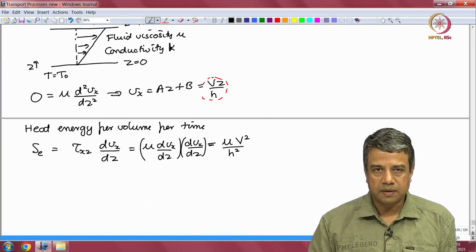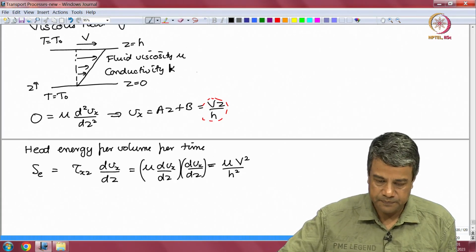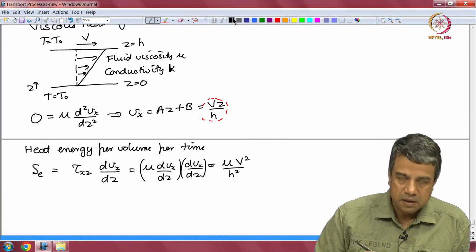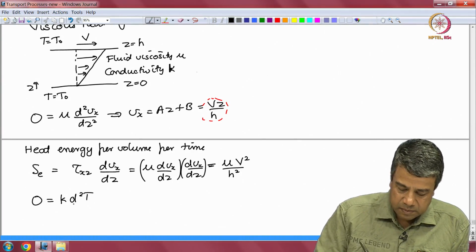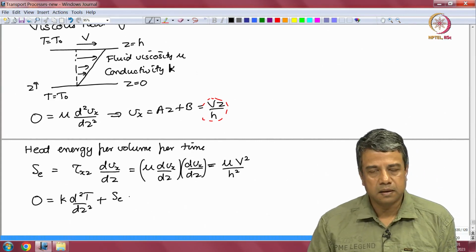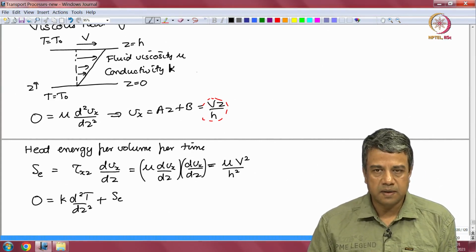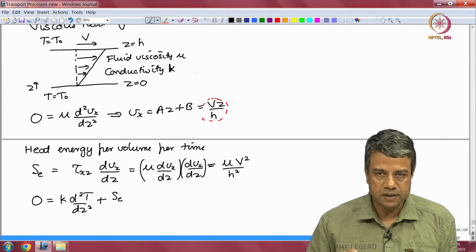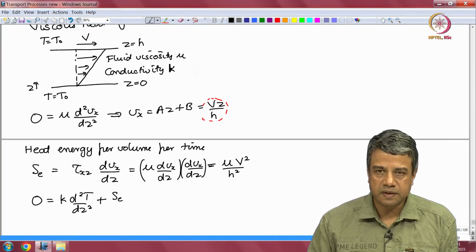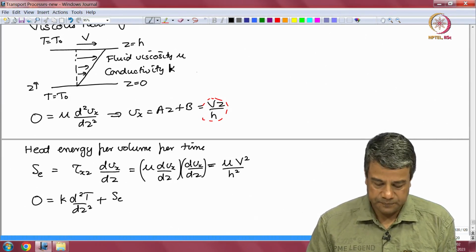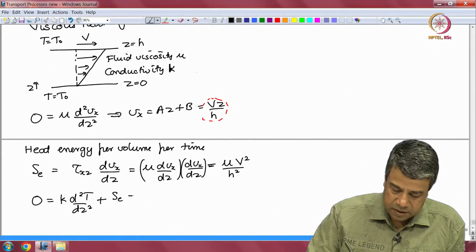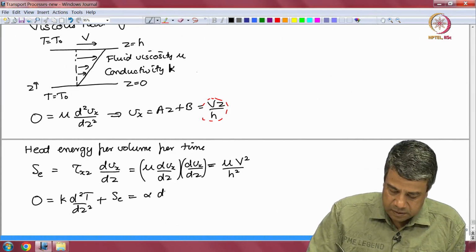From this, how do we determine the temperature variation? The energy balance equation at steady state is 0 equals K d square T by dz square plus S E. If I write this in terms of thermal conductivity, there is no factor of rho C p. If I wrote it in terms of the diffusivity, then there would be a 1 over rho C p multiplying the energy production rate.